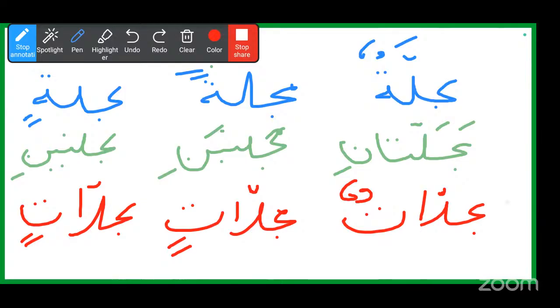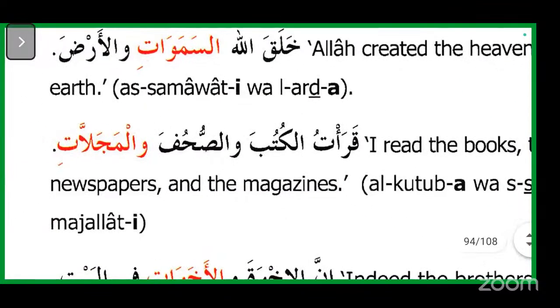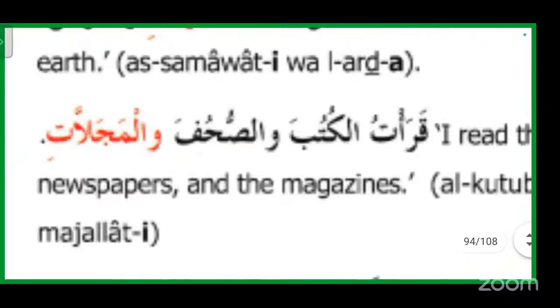Now if this has alif lam, if we have alif lam before the word majalla, then what we have is al majallati. If you have alif lam, you cannot have a tanween, of course, so you change it to a single harakat, but the harakat remains the same, kasra. Al majallati. Take a screenshot, we can move on. So al majallatu, al majallati, al majallati. So qara'tul kutuba was suhufa wal majallati.